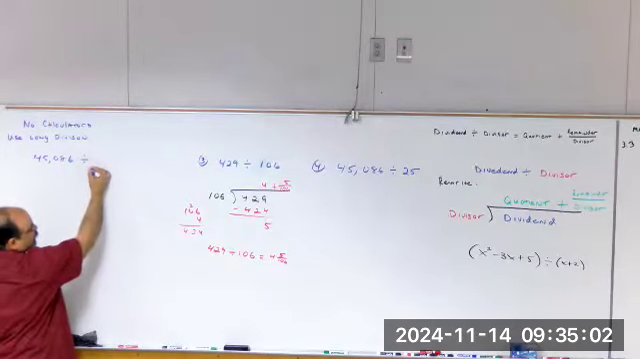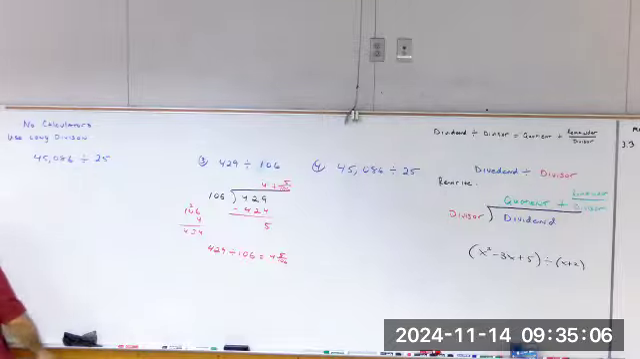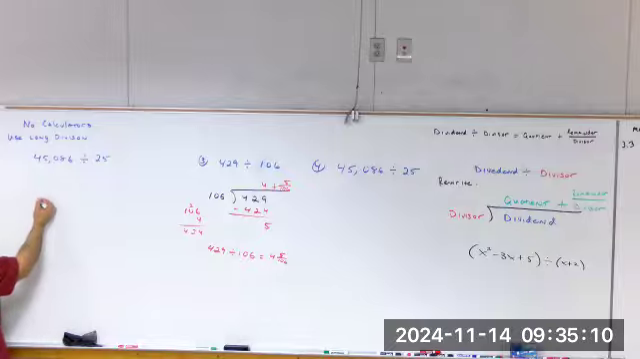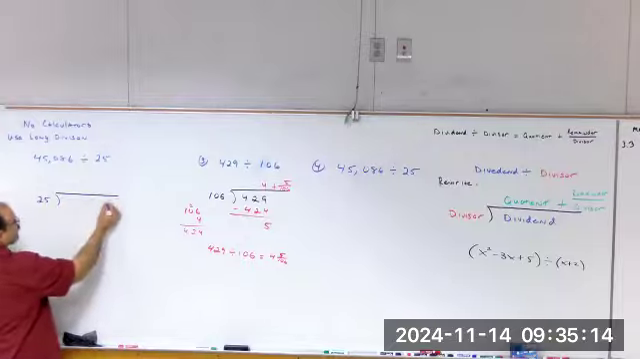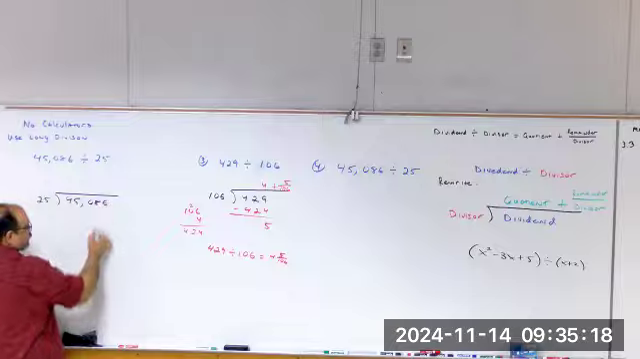45,086 divided by 25. So on the outside, the divisor is 25. The dividend underneath, 45,086.